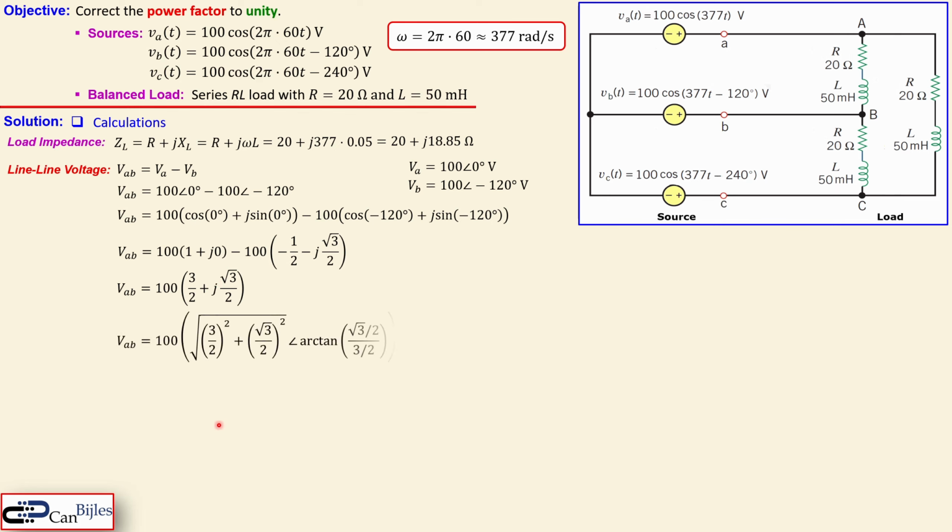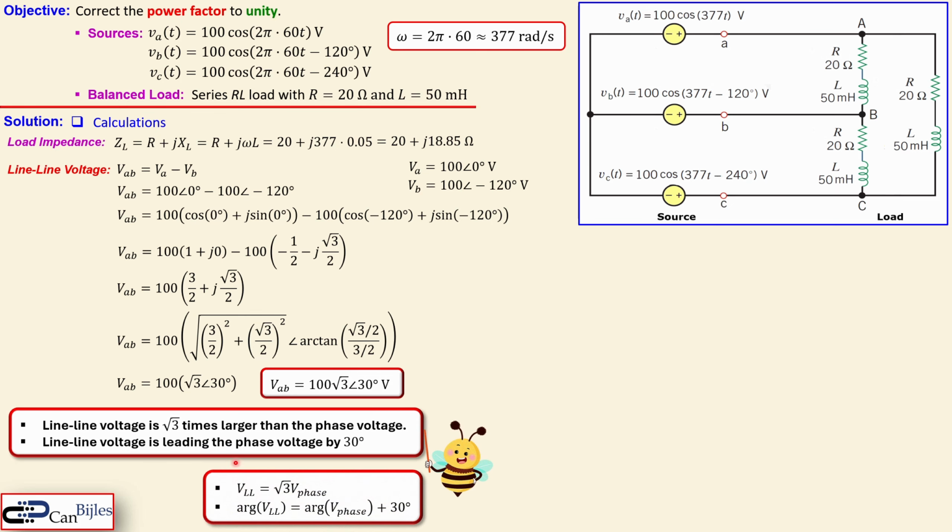If I now convert this into phasor form, the amplitude and the phase, you take the square of the real part and the square of the imaginary part, add them up and take the square root, and the arctangent of the imaginary part divided by the real part gives you the phase. It ends up exactly the square root of 3, and the phase is exactly 30 degrees. So our conclusion is that VAB is 100 times the square root of 3 with a phase of 30 degrees.